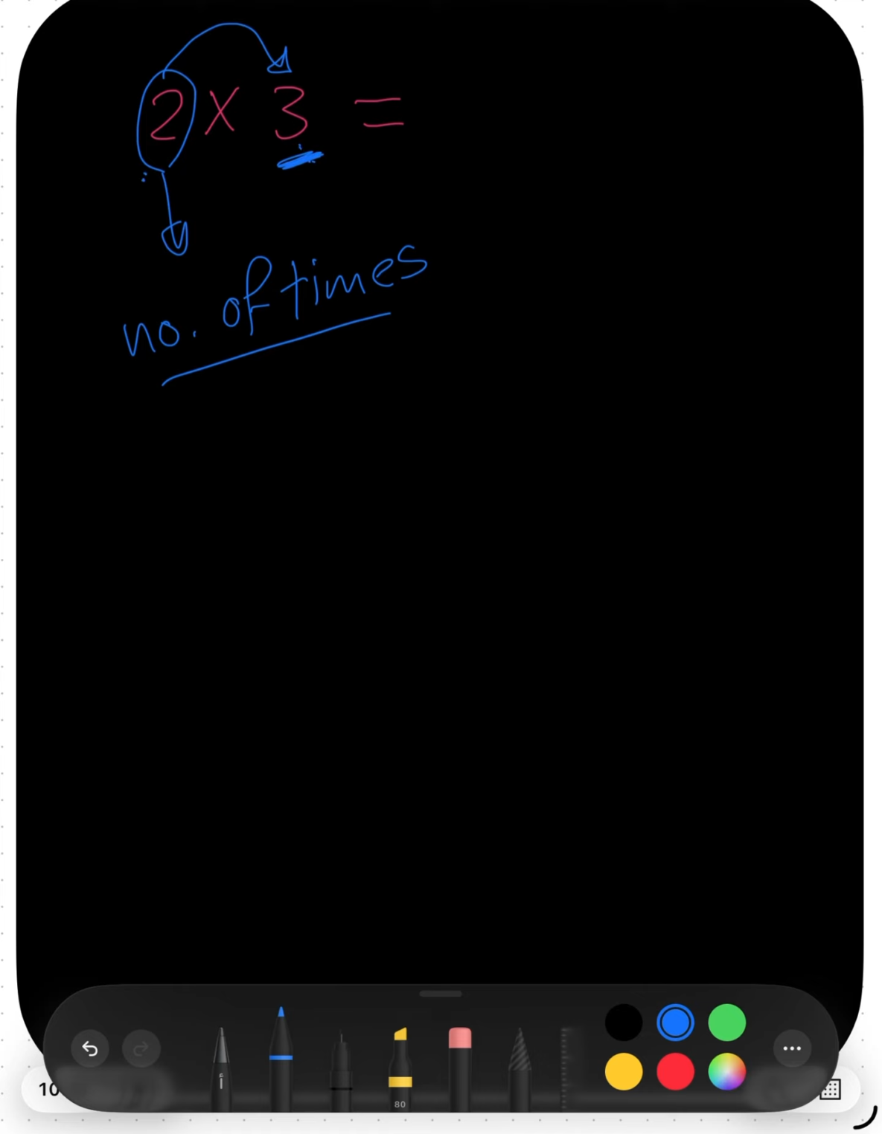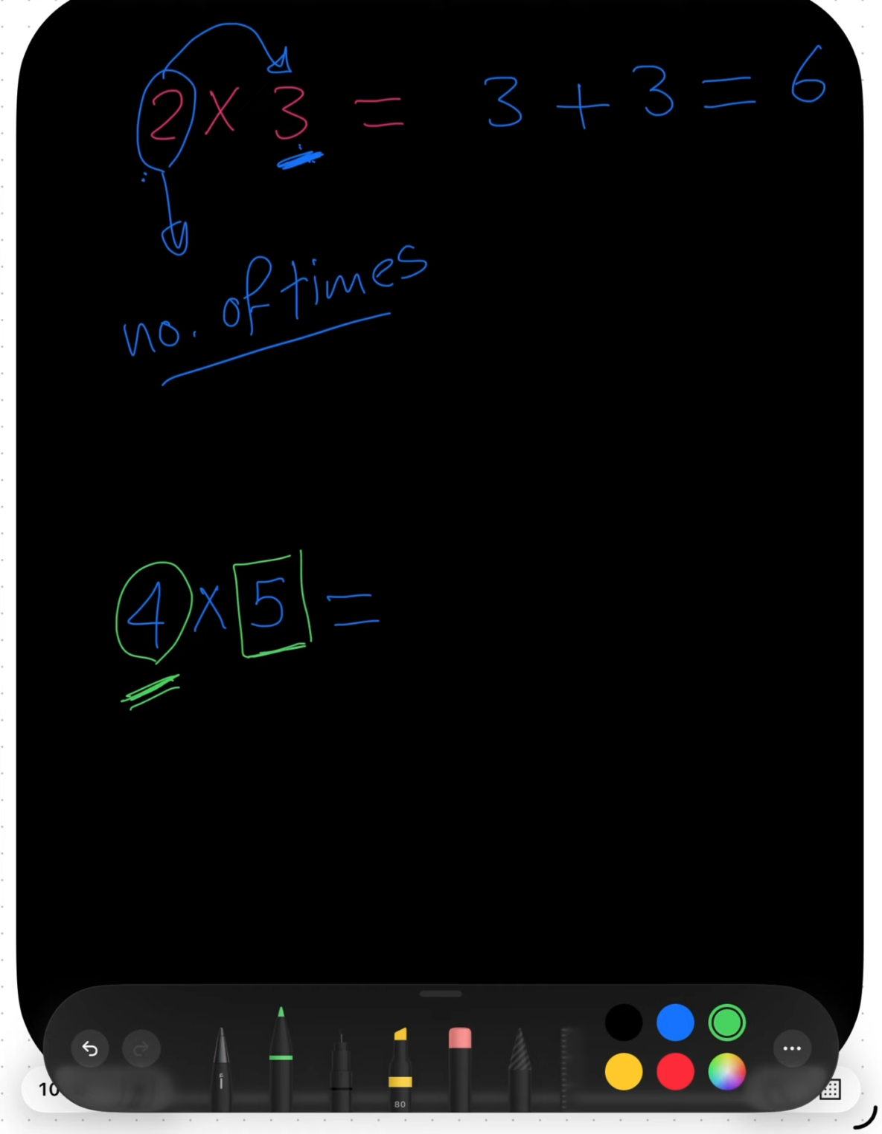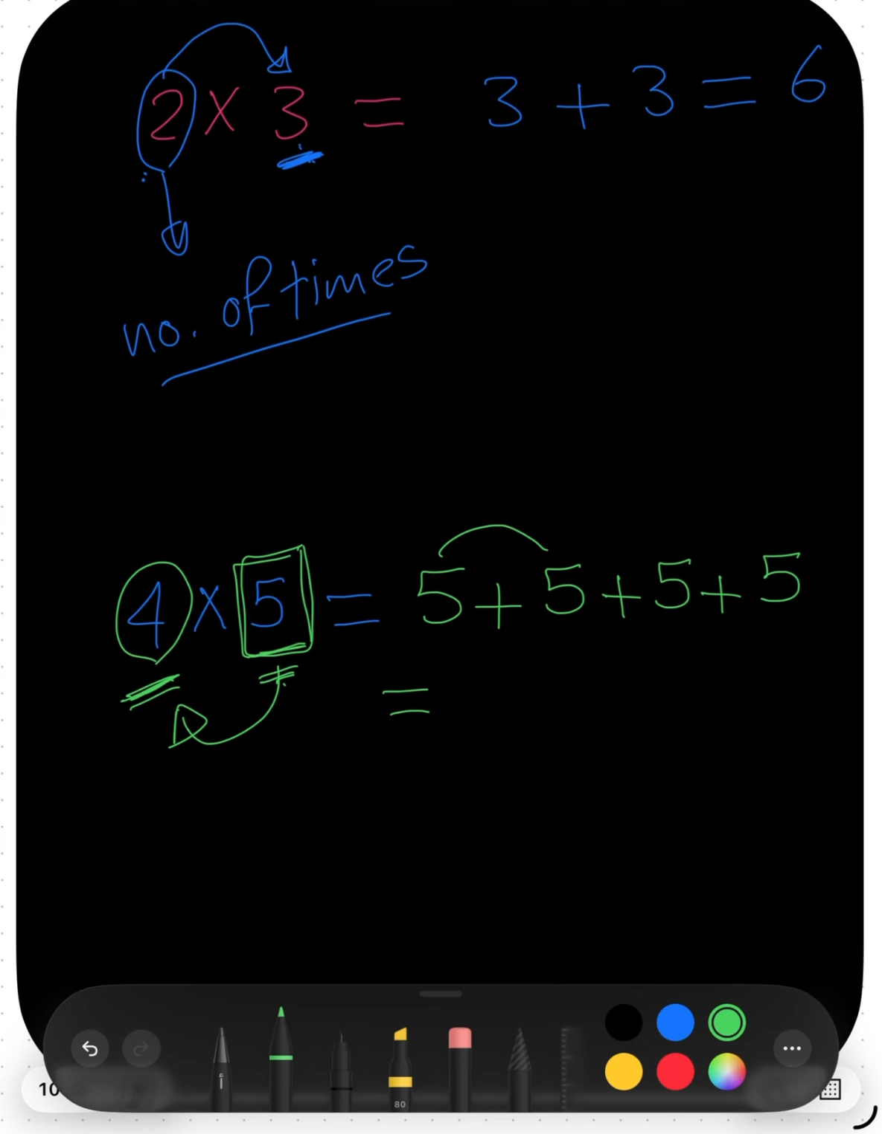Next, 4 times 5. What is the meaning of 4 times 5? The first number is the number of times, which means that we have 5 four times. Then we have 5 plus 5 plus 5 plus 5. 5 plus 5 is 10, and 10 plus 10 is 20.